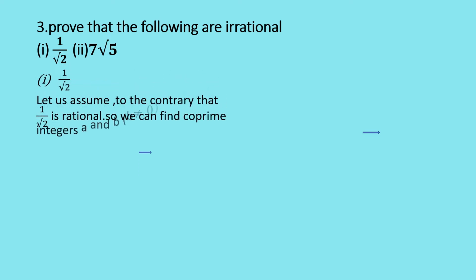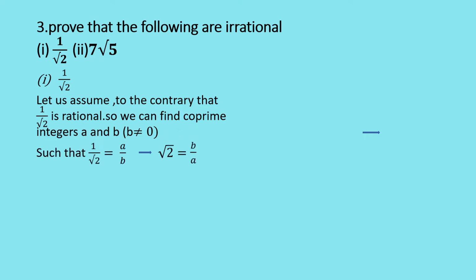So you have to prove 1 upon root 2 is irrational. So we are assuming to the contrary that 1 upon root 2 is a rational number. If it is a rational number, you can find two coprime numbers, that is a and b, where b not equal to 0. That is 1 upon root 2, a rational number, equal to a upon b.